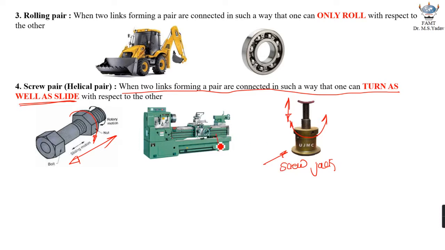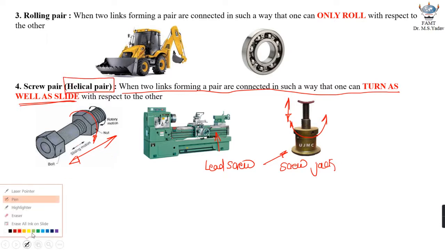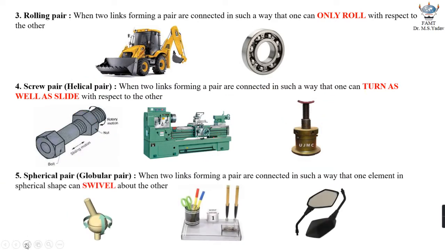The same logic is applicable right over here, which is a lead screw of a lathe machine. Screw pairs are also called helical pairs. So that is another name given to the screw pair. The next one and the last one is the spherical pair.